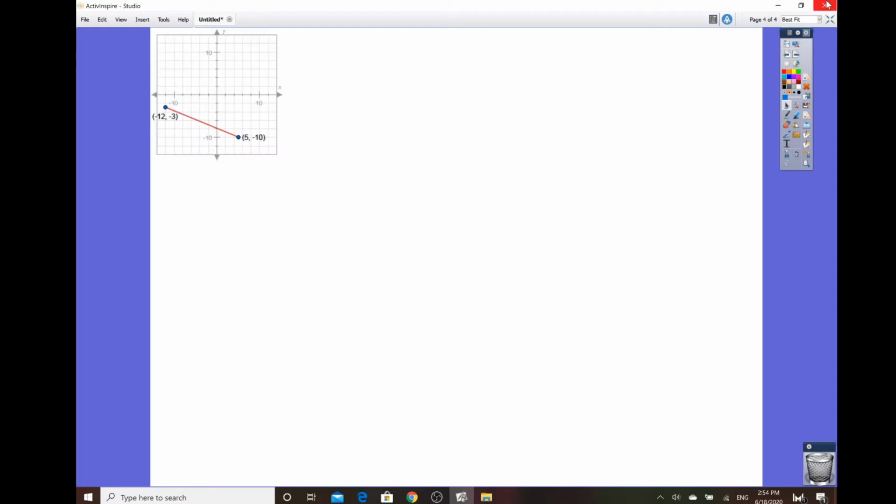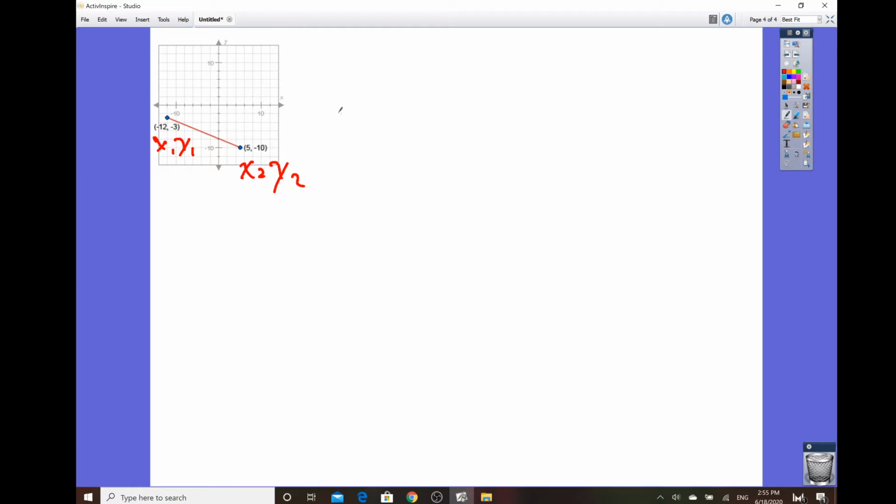Okay, so slanted line segment. Again, the way to find a midpoint, identify the numbers first: x1, y1, x2, y2. Let me switch the mode back to pen. So what we got here is negative 12 plus 5 over 2. Whatever the x values that you have, combine them together, divided by 2.